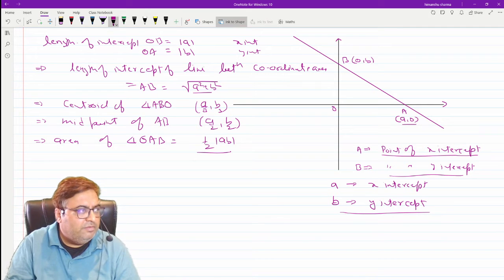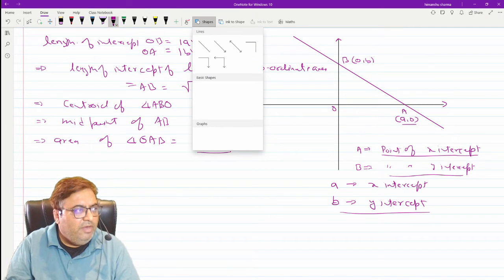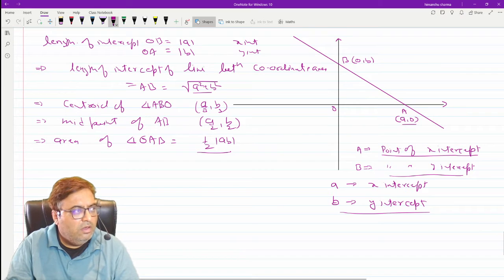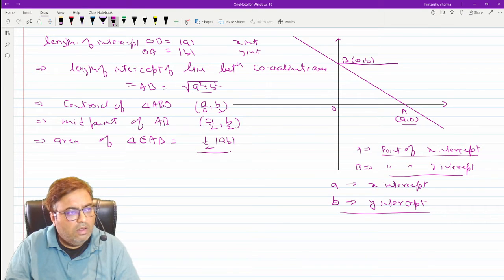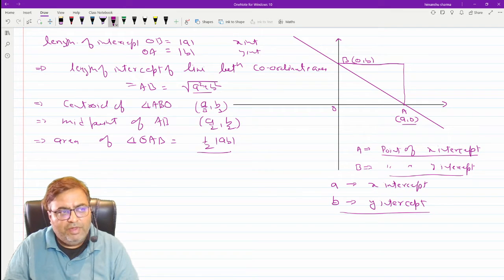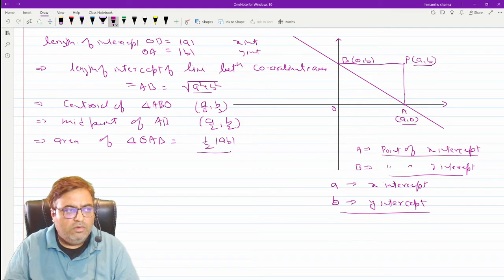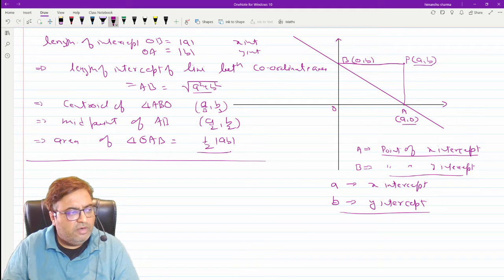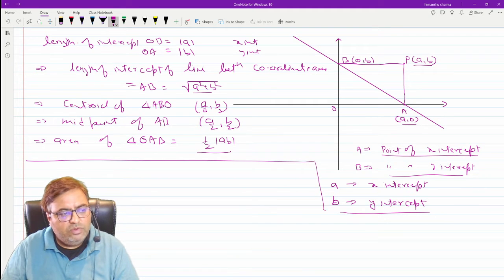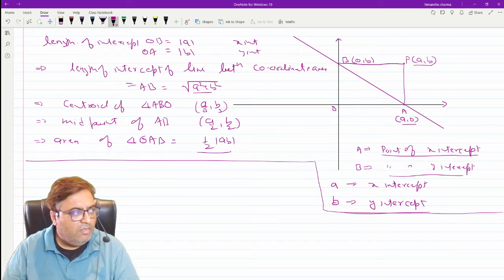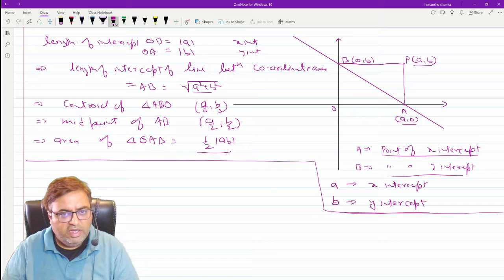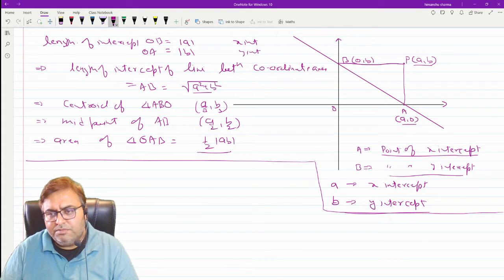Now if we draw lines parallel to the coordinate axes through A and B, they will intersect at a point P. This point P will have coordinates a and b. So these are the things you should remember, which will be frequently used in the questions. These are certain definitions which you should be clear about. If any doubts, then let me know.